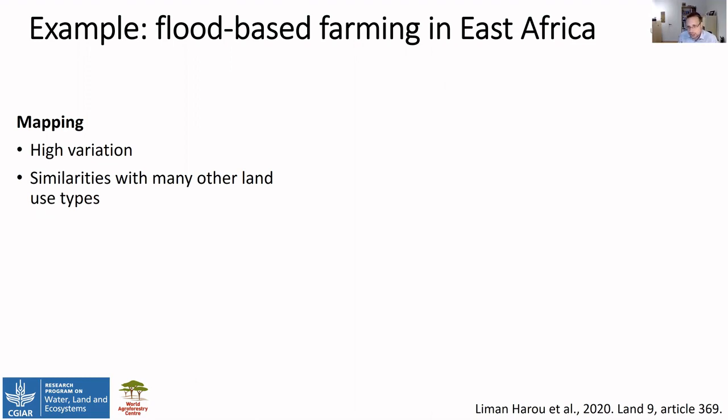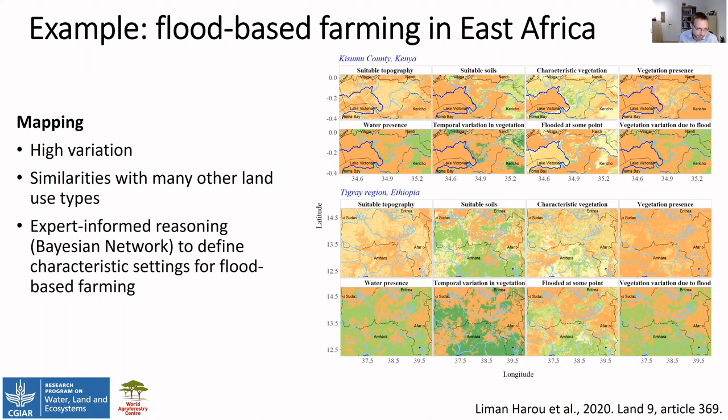So also for this, he put together an expert-informed reasoning engine, a Bayesian network, again, to define characteristic settings for flood-based farming. So basically, he was able to consider soil, suitable topography, soil suitability, some sort of characteristic vegetation pattern. Also, places had to be flooded at some point, and various other factors.